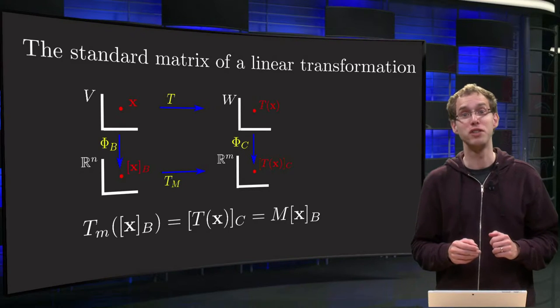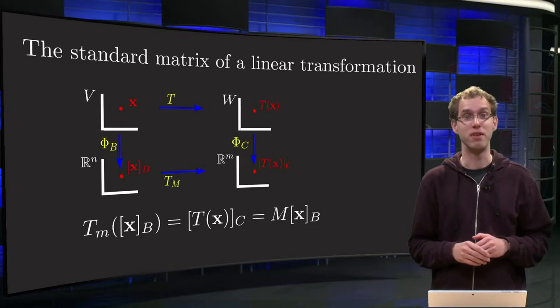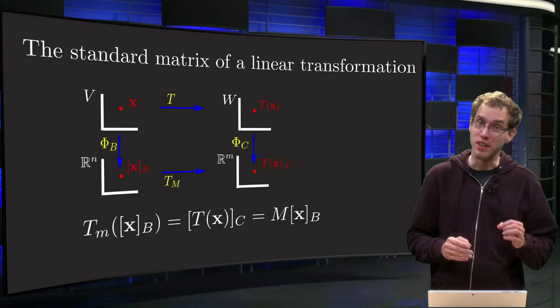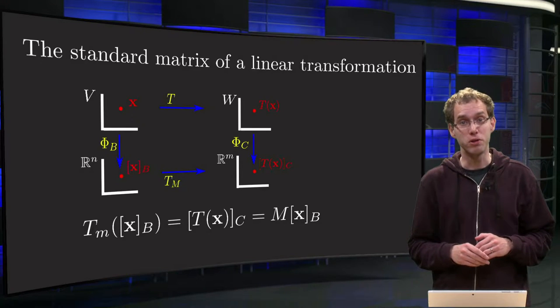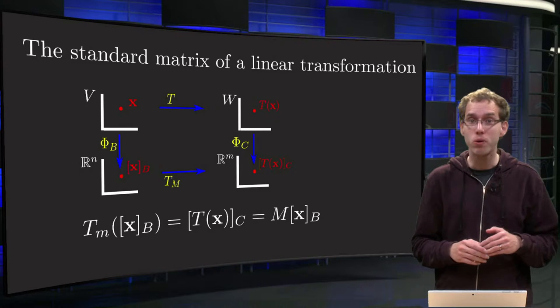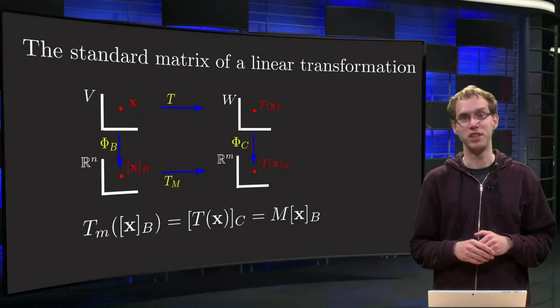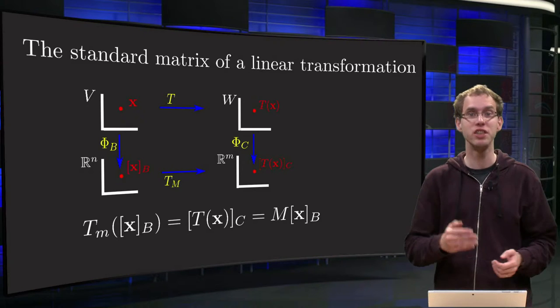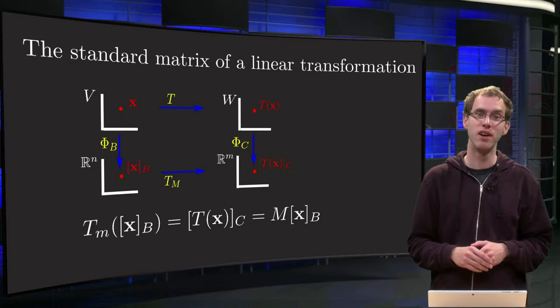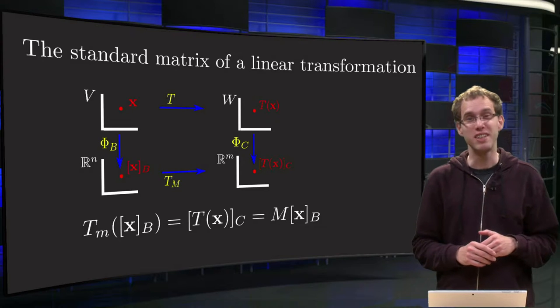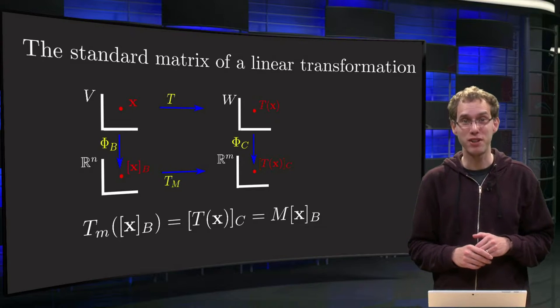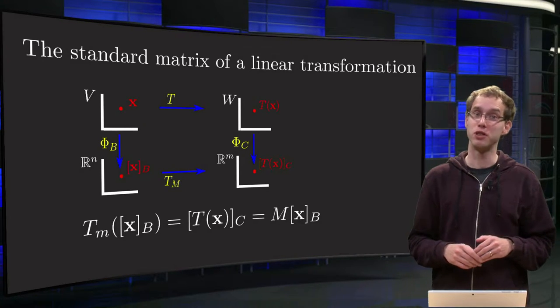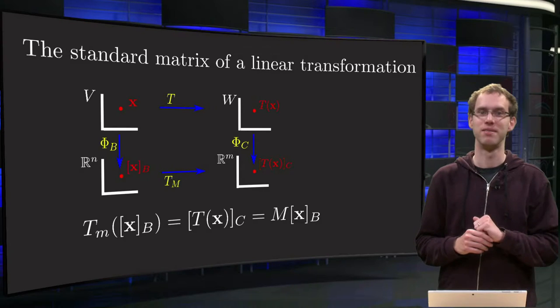For a linear transformation from Rn to Rm, you can find a standard matrix. That's very nice, because you can use this matrix to do all computations of the transformation, like finding images and pre-images, finding compositions and inverses of transformations. Unfortunately, for transformations between abstract vector spaces, we do not have such a matrix yet.